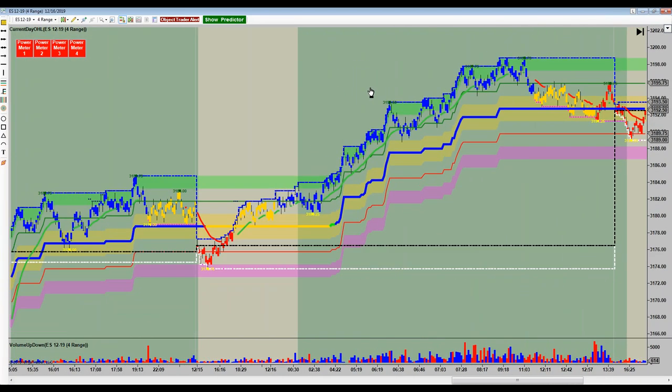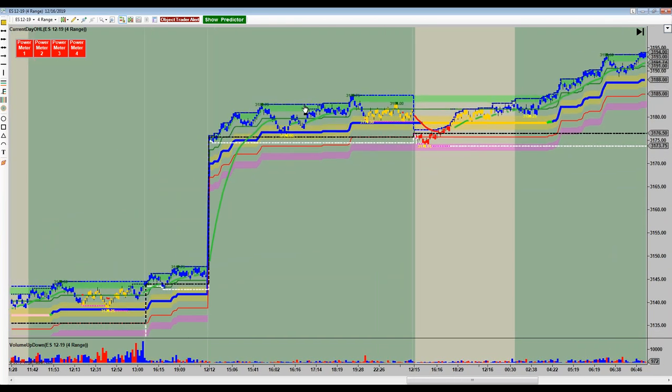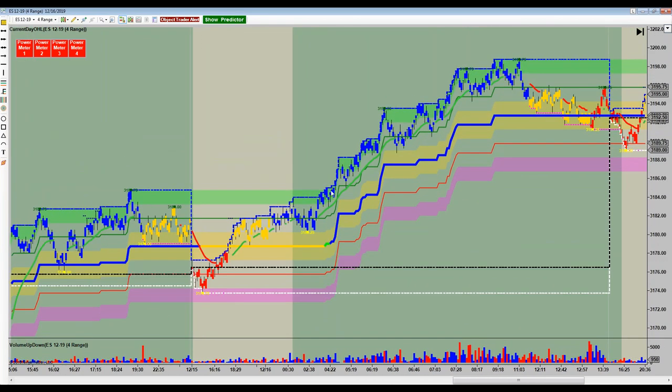Generally speaking, when a market's heading up, the background will be green. The bars will predominantly be blue. And in an uptrend, the mid band and all the bands will stair step up like so. This is a good example of an uptrend. Here, here, and here, and here. Okay, that's an uptrend. We'll explain how to trade that in a second.